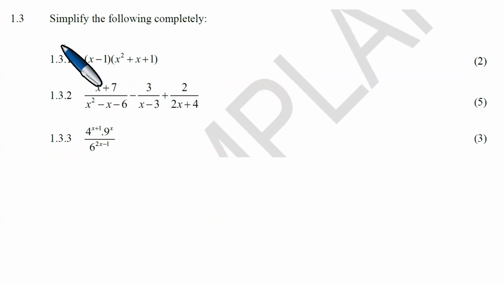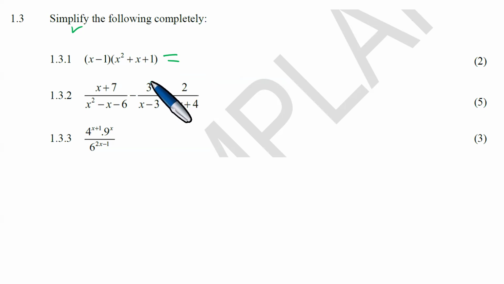Next point. Also, part of the exam is going to be like this. You must be able to simplify the following completely. Let's do some simplification, like in the event that we have x minus 1 into open bracket x squared plus x plus 1 close bracket. What do we do here? We need to simplify, but how do we simplify this?